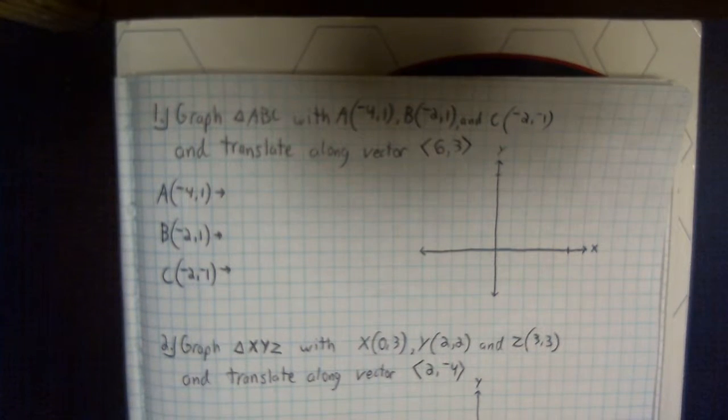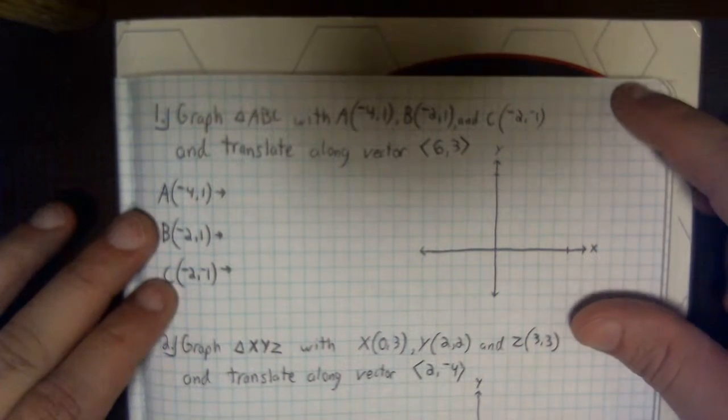Today's lesson is about translations. So first of all, we need to know what a translation is. Translation is just sliding an object from one place to another. When we move objects, they're not going to change shape. They should look the same as they did when we started. All we're looking to do is just move them from one place to another.